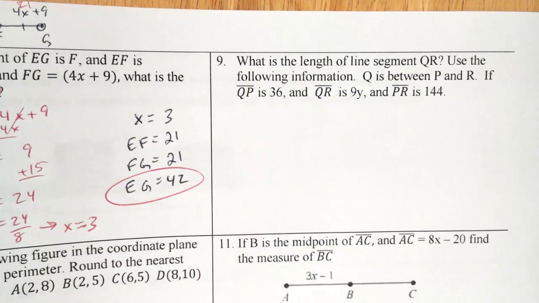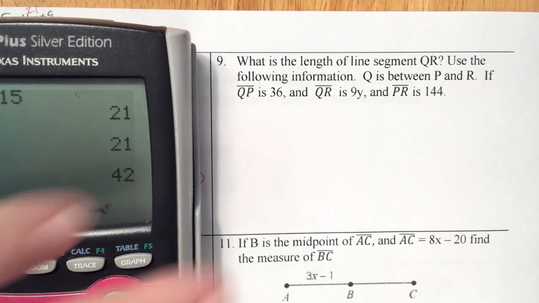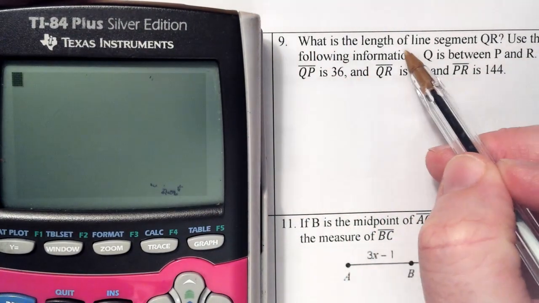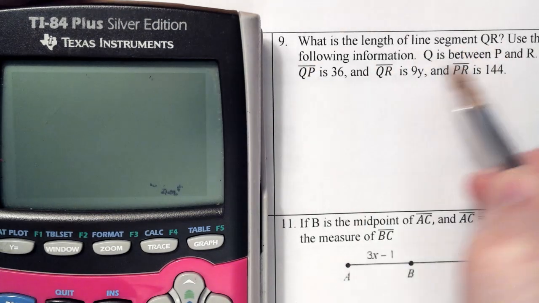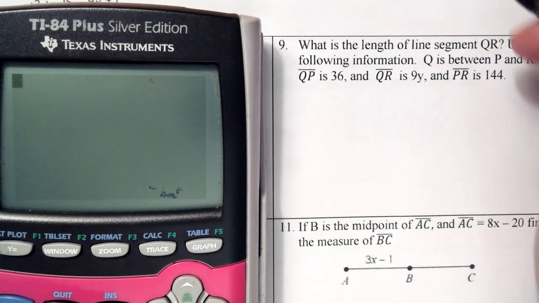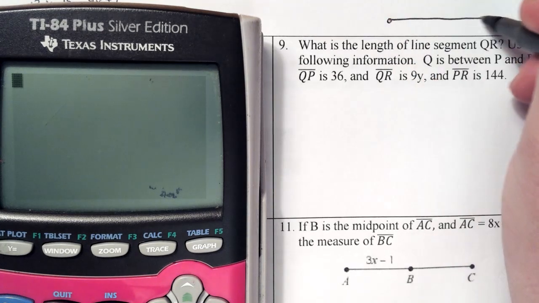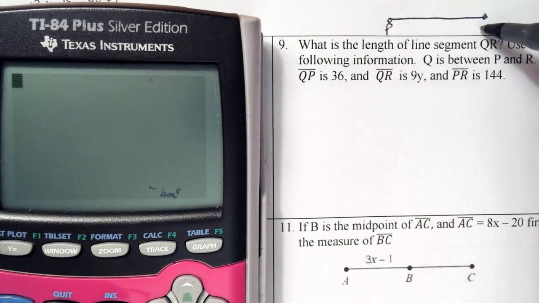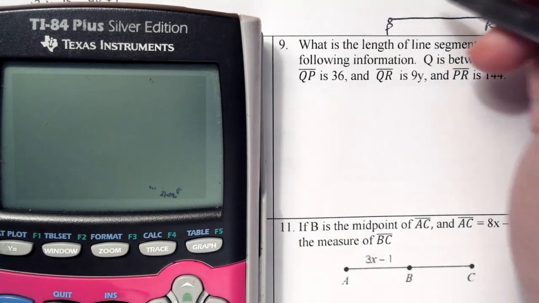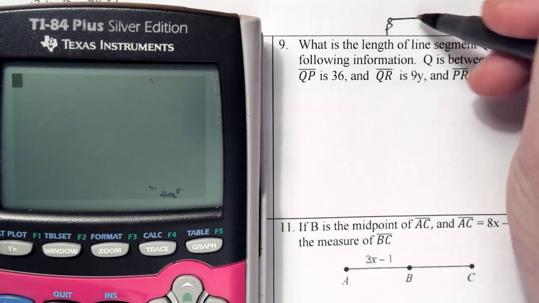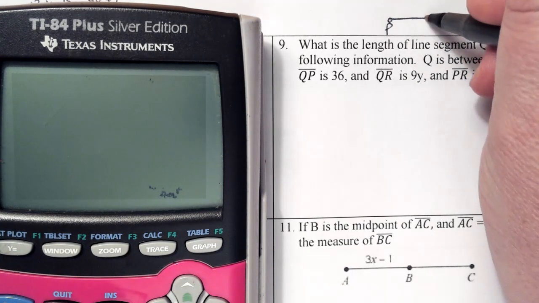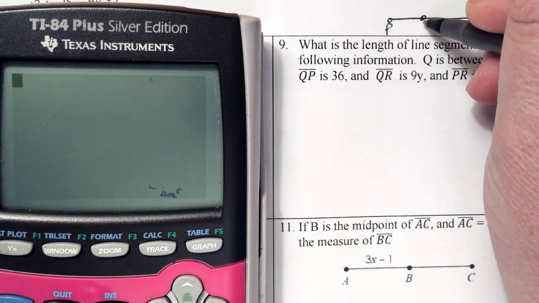All right, number 9. For number 9, they ask, what is the length of the line segment QR? Use these right here. I'll draw my little line right here. They said Q is between P and R. So we have P, we have R, and Q is somewhere between. I don't know if it's more to the left or more to the right, so I'm just going to guess. I'm going to say it's over here. Not sure if it is, but we'll see.